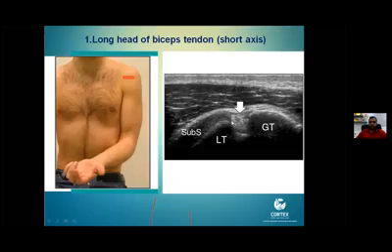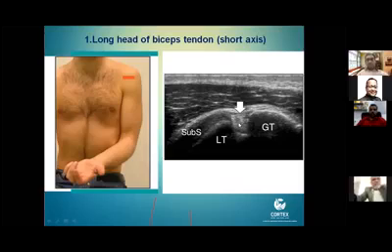In between there is a bright hyperechoic round structure, that is the biceps tendon. Here our goal is to find out the position of the tendon itself. You have to confirm the position in the groove itself. Sometimes it might be subluxated or misplaced. Another thing is you have to find any fluid around the tendon, or any problem with the integrity of the tendon.